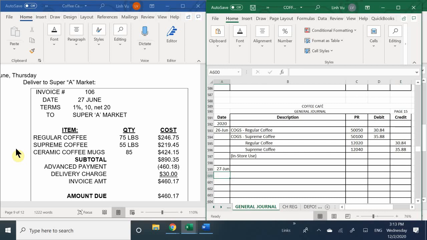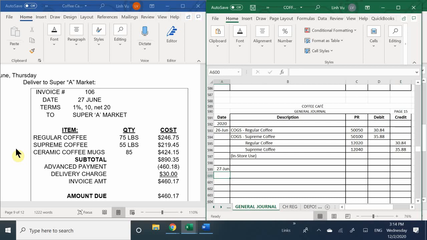Subtotal of $890.35. Then their advanced payment of $460.18. And the delivery charge of $30. And the invoice amount here is $460.17.